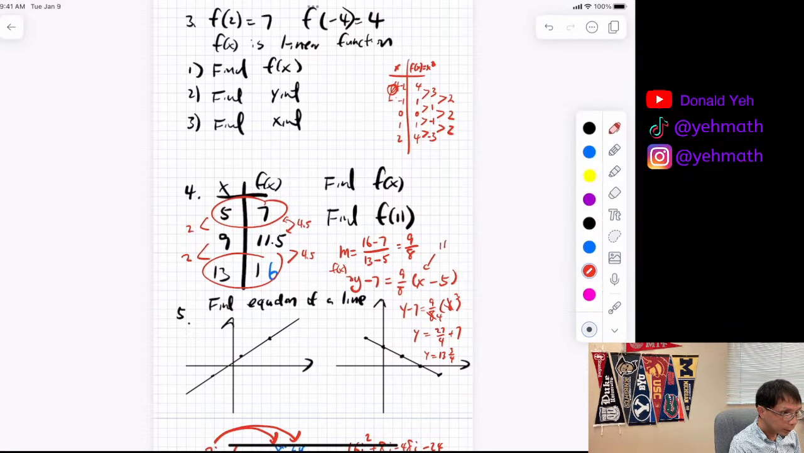I simplify 6 and 8 to 3 over 4. I just multiply the fraction. And this question is on the SAT, and this question will be on your AP Precalc because later on we're going to talk about this more.